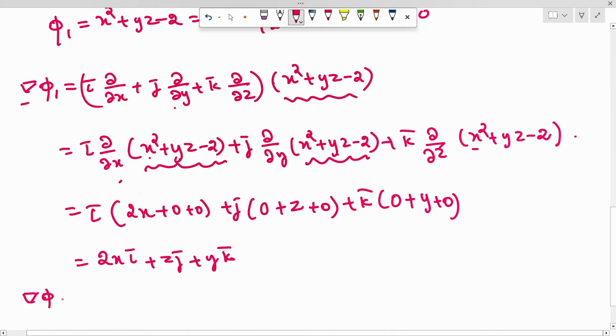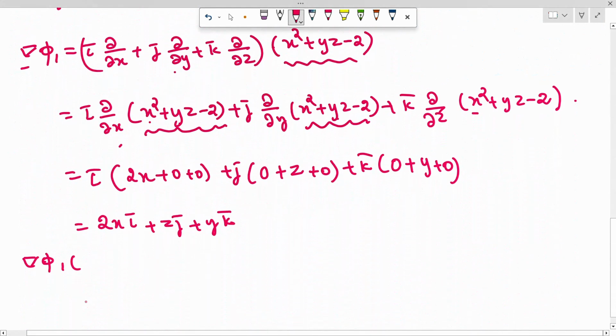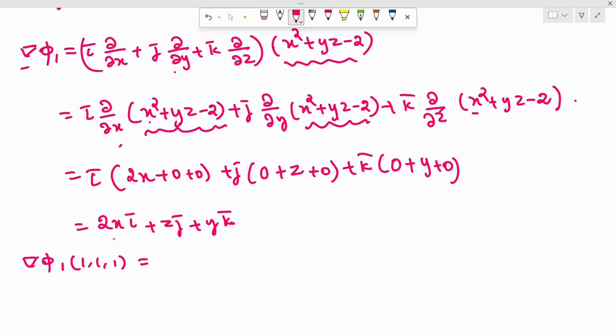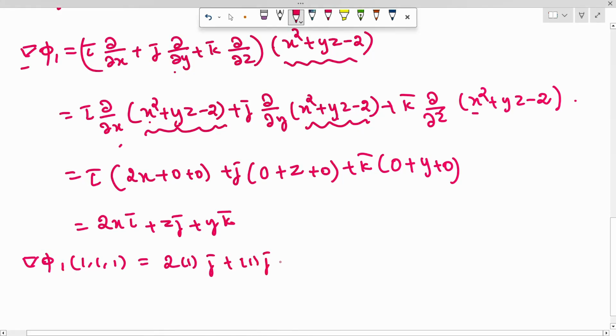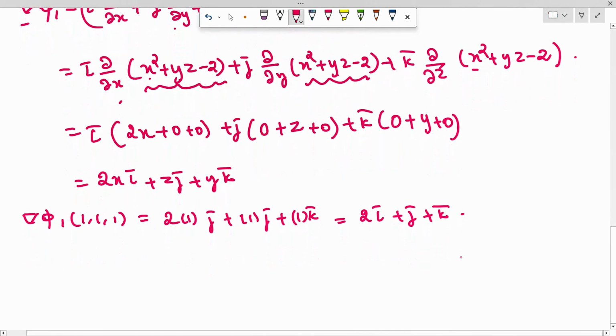Now we calculate del phi 1 at the given point (1, 1, 1), which means substitute x equal to 1, y equal to 1 and z equal to 1. 2 into 1 i vector plus 1 into j vector plus 1 into k vector, which we can write as 2i vector plus j vector plus k vector. This is the required del phi 1.